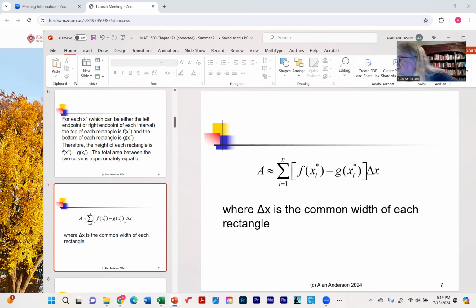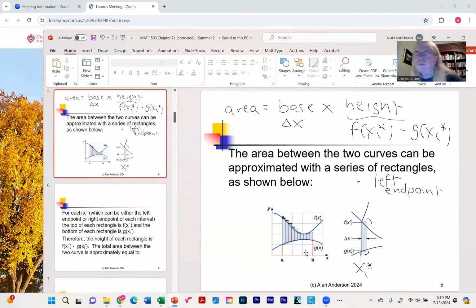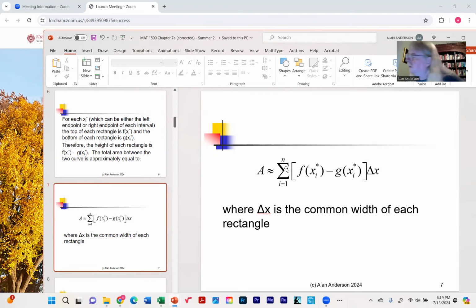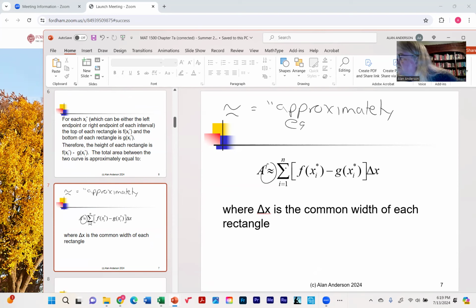Now this, if you notice, this area is this blue shaded region. And if you notice, this is only approximately, remember, this symbol is approximately equal to, because what we're doing here is we're adding up a finite number of rectangles without taking the limit. And so that's why it's only approximately correct. Okay. In the limit, as delta x goes to 0, this will give us the area that we're looking for. And in that case, it becomes a limit.